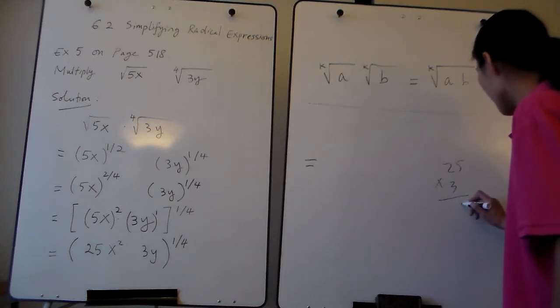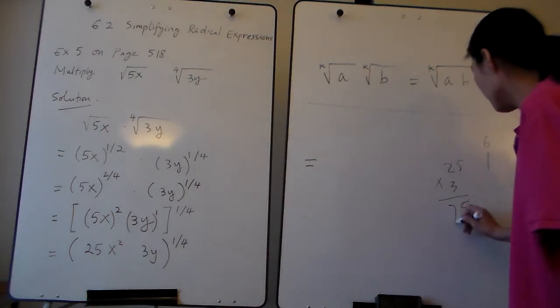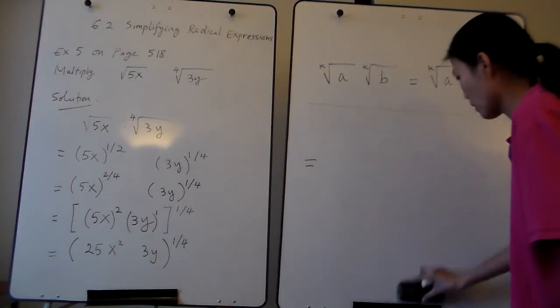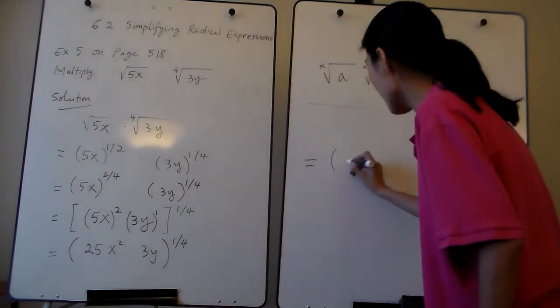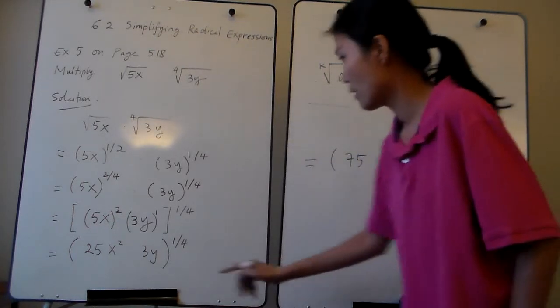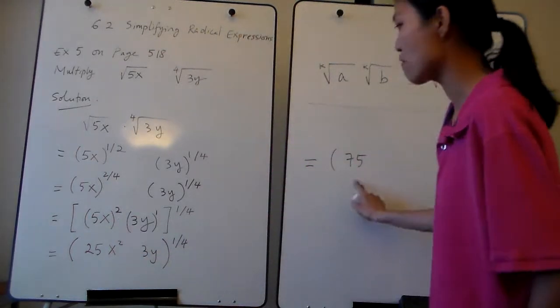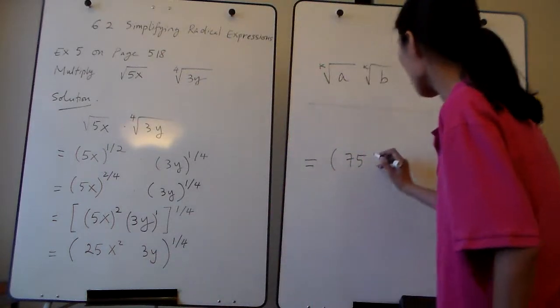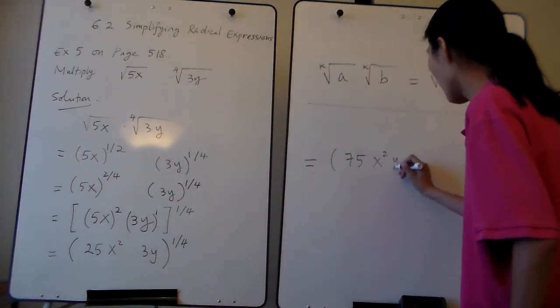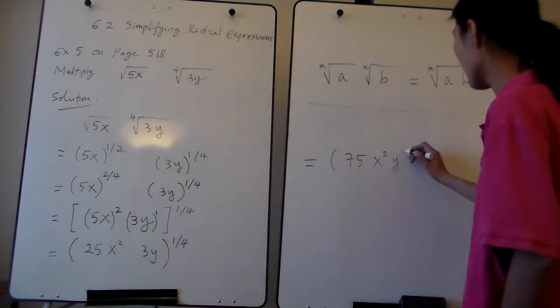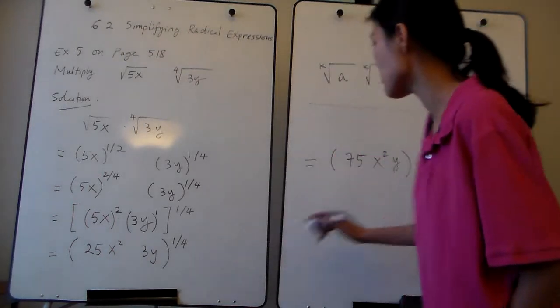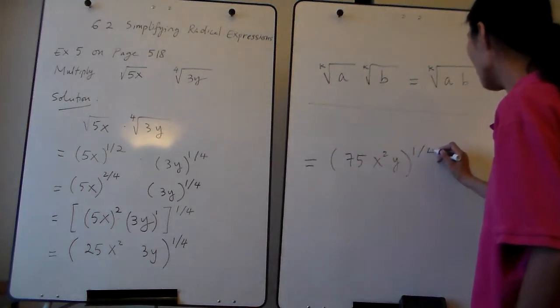3 times 5 is 15. 5 carry 1. 3 times 2 is 6. 6 plus 1 is 7. So 75. So the inside is 75. 25 times 3 is 75. x squared times y, okay? And then the outer exponent is 1 divided by 4.